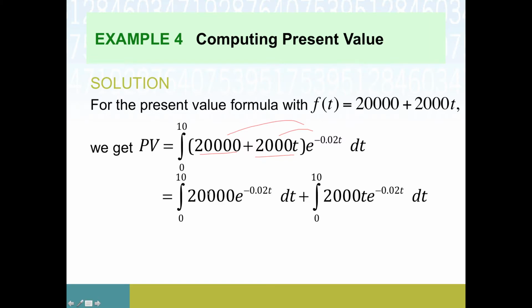So this guy right here is fairly familiar to us. It's a constant times e to the kt. So we have a great formula for that. That's just our good old-fashioned 1 over k e to the kt.